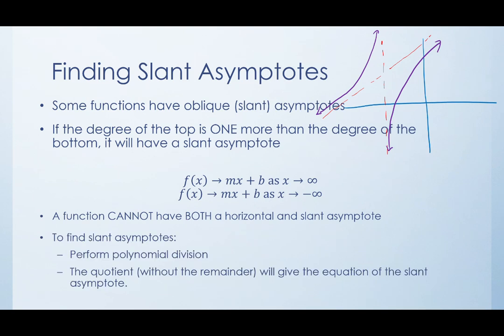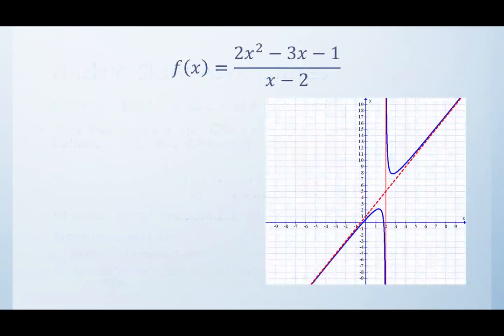So how do we find these? Well, you've been practicing all chapter, right? You're going to do polynomial division. The quotient without the remainder will give the equation of the slant asymptote. You're only going to have this with linear factors in the denominator, but we can do it with anything.